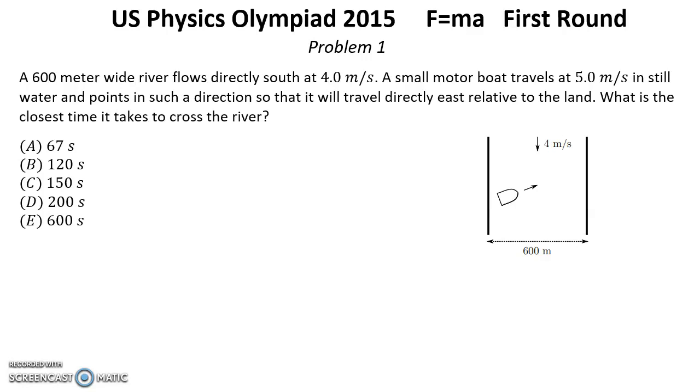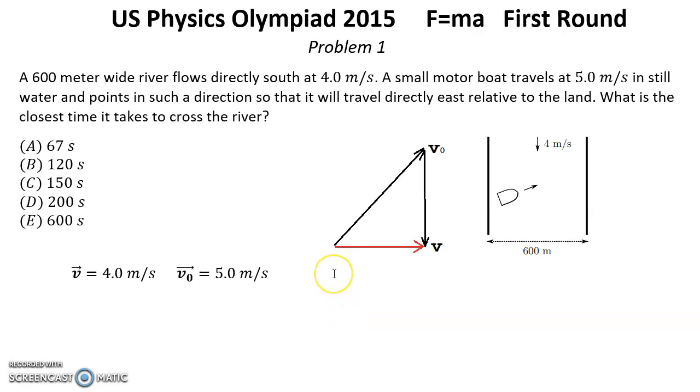Solution. Here we can use a vector diagram. Let V be the vector of river flow, which is 4 meters per second, and let V0 be the vector of velocity, which is 5 meters per second. This vector V is going south, and V0 is going such a way that the total vector is going east. So we can sketch the diagram.